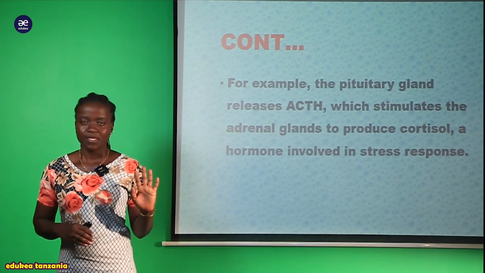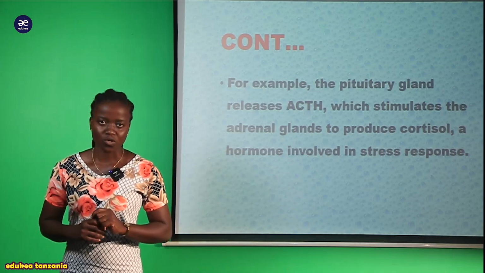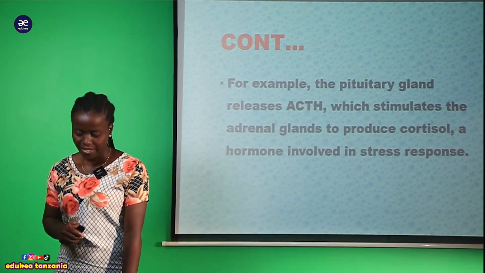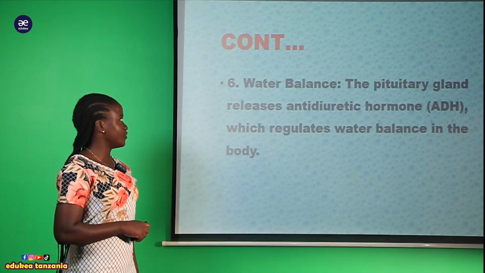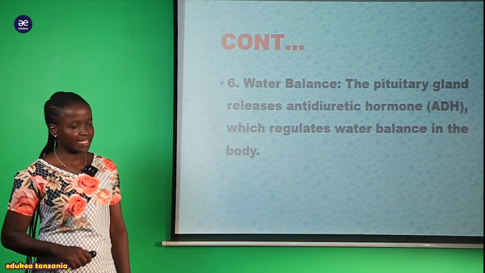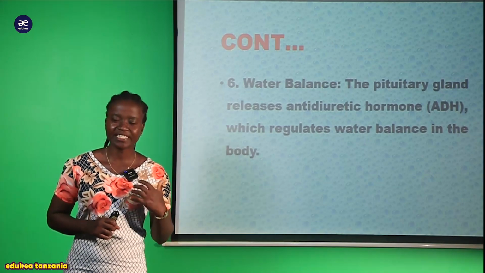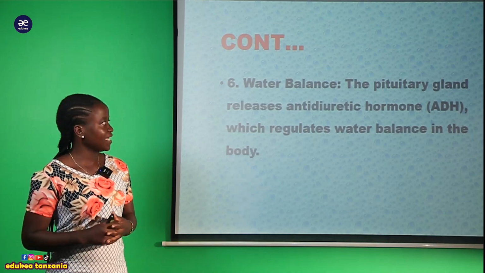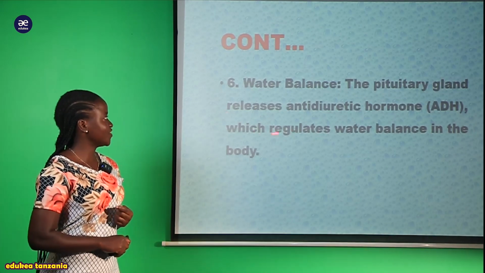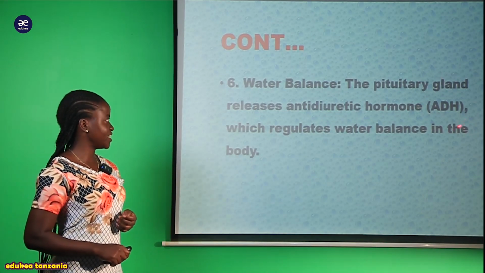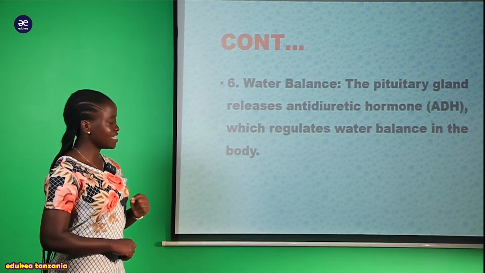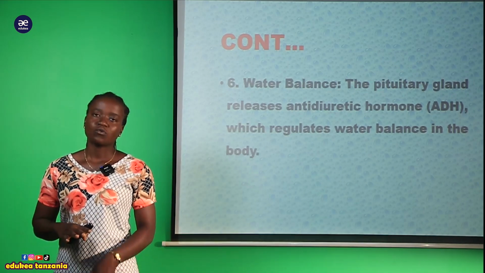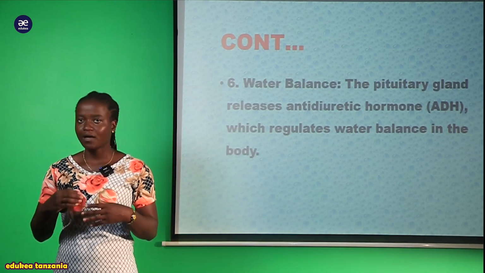So now you can see the pituitary gland is very essential to remove the disturbance which are occurring within the body. Also another function, we can say that it is involved in the water balance. Pituitary gland is involved in the water balance. On how? Here we are saying that the pituitary gland releases antidiuretic hormone, that is ADH, which regulates water balance in the body. So pituitary gland pia inasaidia kubalance amount of water within our body.